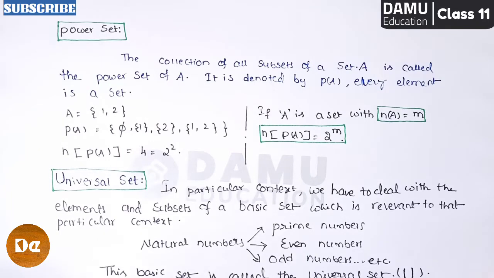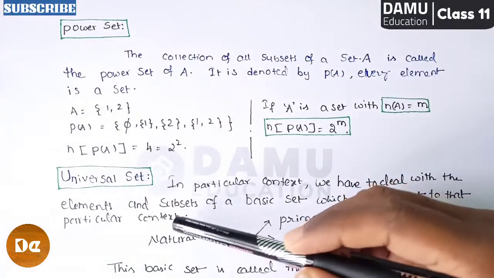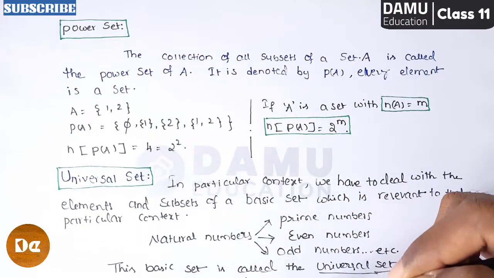And universal set. So universal set is like the king or the father of a family, you can take it like that. Universal means it contains all the elements which belong to the below sets.